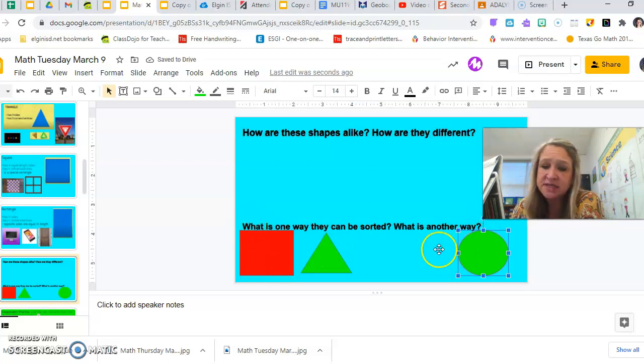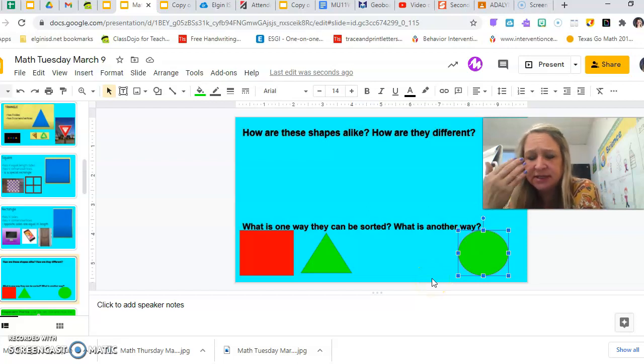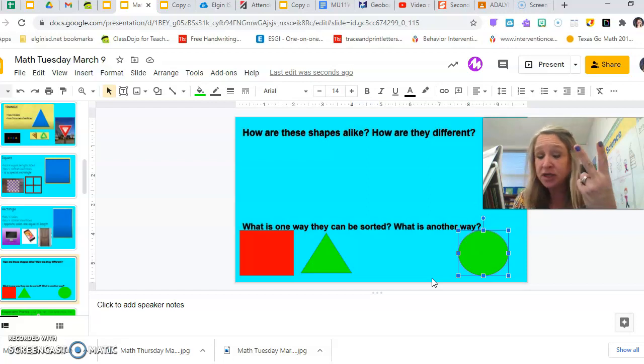So how are these shapes different? If we're going to sort them like this, there must be something different. What was different about these shapes? There's 2 different colors. And these have straight sides. How many sides does a circle have? Remember? 0. 0 like a circle. 0 sides, 0 vertices. Okay. Is there another way we could sort these shapes? Maybe.